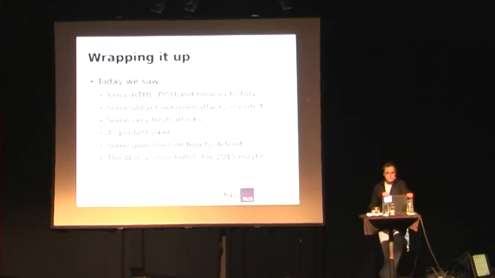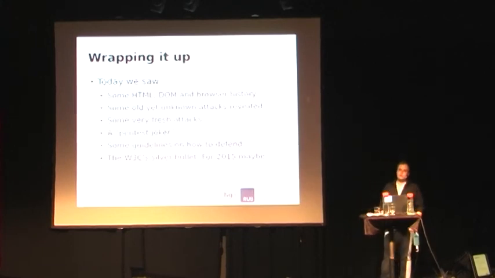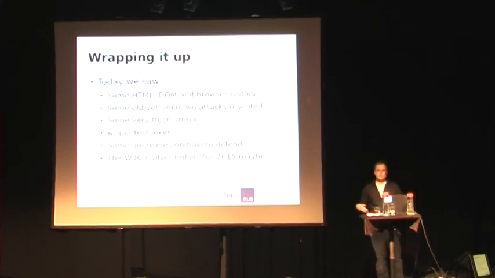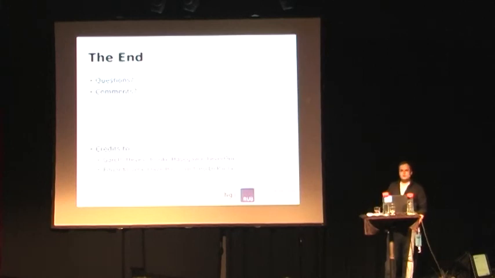So, wrap up. We saw some ancient HTML DOM in browser history, like a story from 2006. We have seen some old but yet unknown attacks being revised, and we saw some very fresh attacks, Pentest Joker, and most importantly we saw guidelines on how to defend your website against these kinds of things. And we also saw the W3C silver bullet that hopefully can be used or trusted in 2015 or maybe later, when hopefully there are not too many legacy browsers around anymore. And that's that. If you have any questions or comments, let me know.